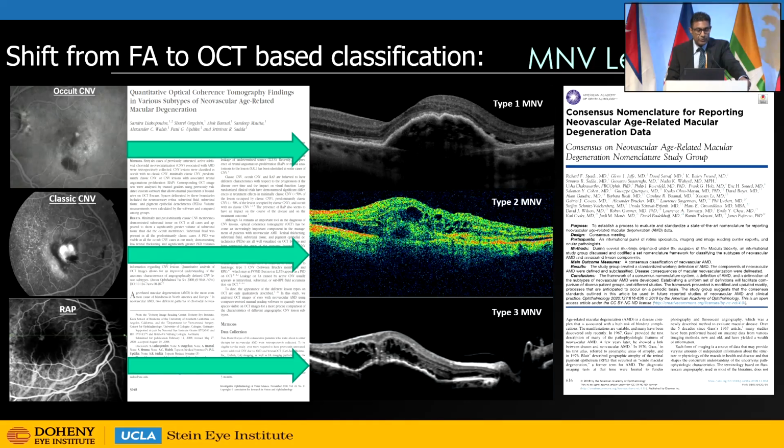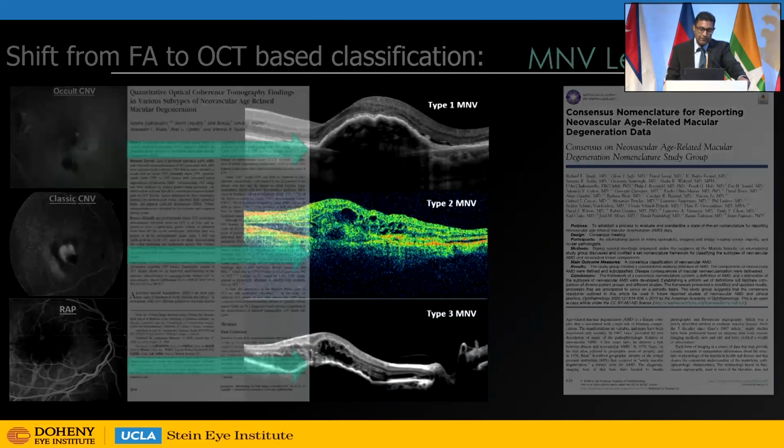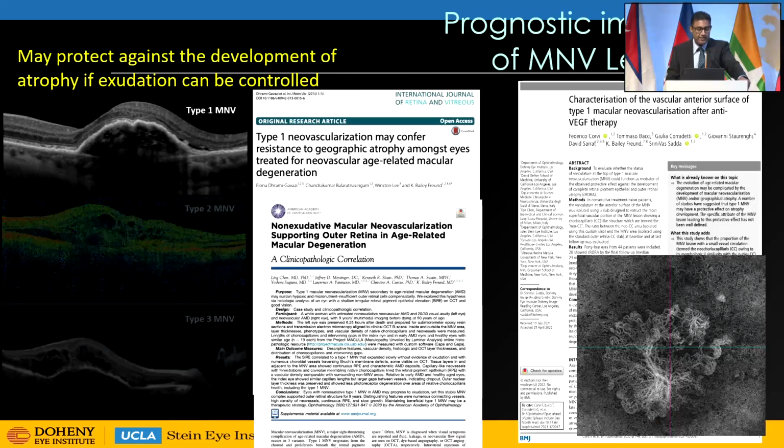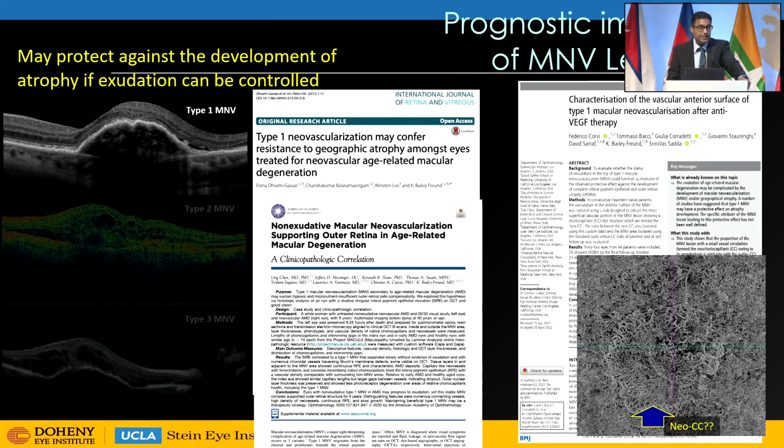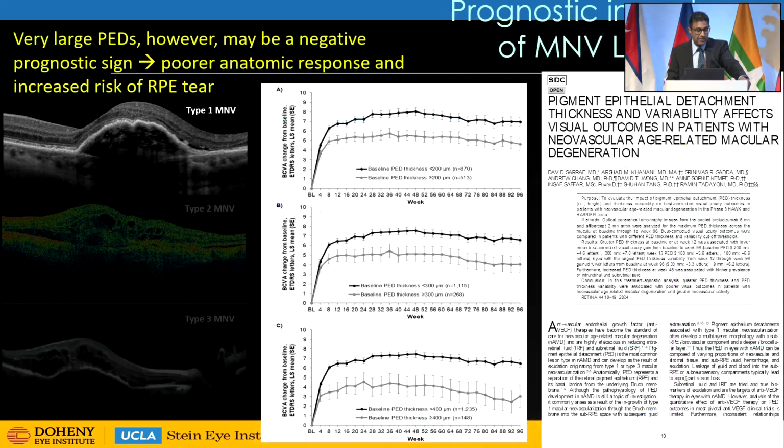So those of you who've been around at this for several years have seen this evolution from an FA to an OCT-based classification of lesion types. And I want to say that I think this classification is actually useful and important. When you have type 1 neovascularization below the RPE, there's evidence to suggest that it may protect against the development of atrophy if exudation can be controlled. And in particular, we have shown that those lesions can develop a neochoriocapillaris, which seems to be the substrate that is supporting the RPE and photoreceptors.